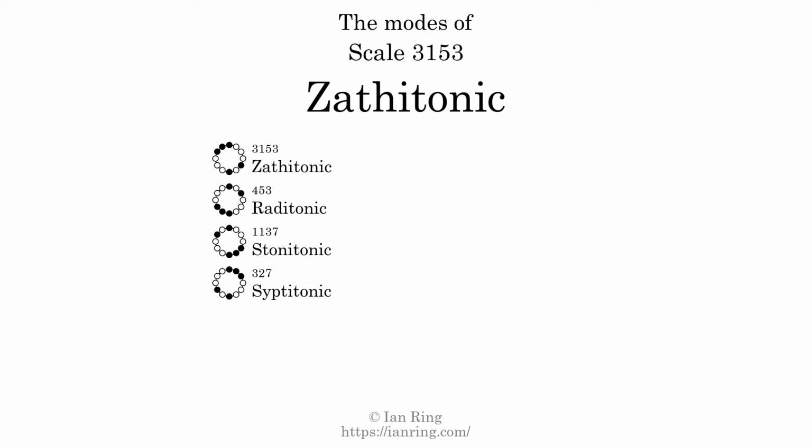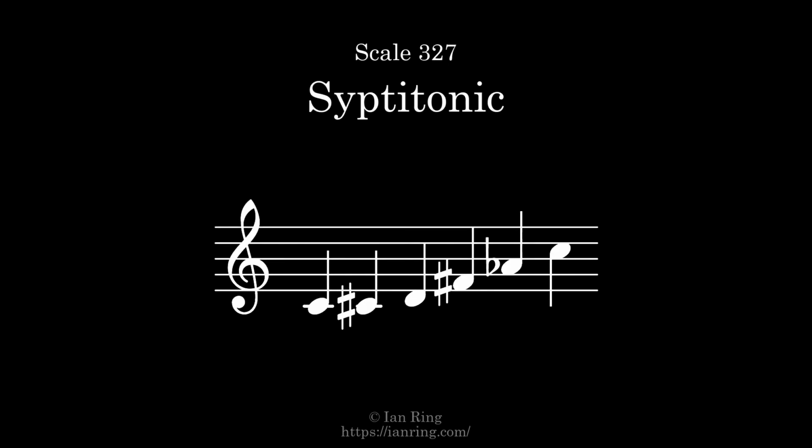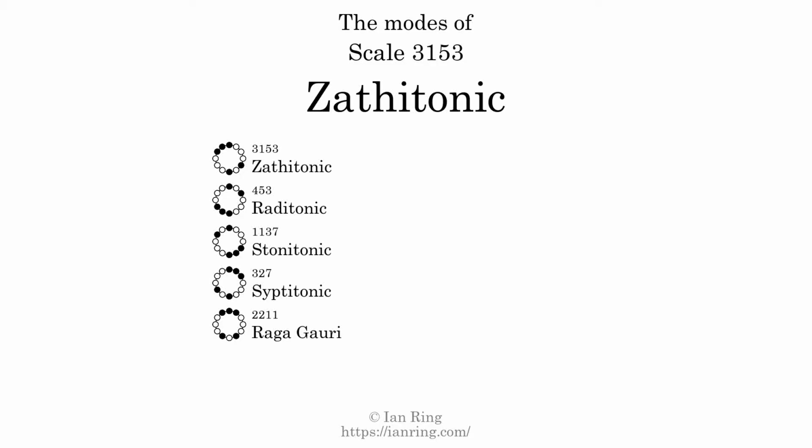The fourth mode is scale 327, also known as symptotonic. It sounds like this. The fifth and last mode is scale 2211, also known as Ragagori. It sounds like this.